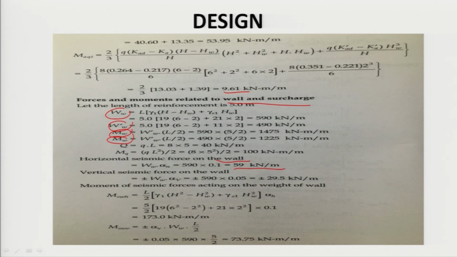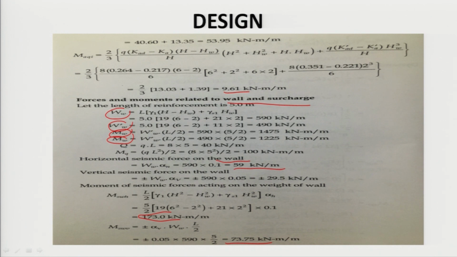Likewise for the vertical seismic forces on the wall, after putting the value of each parameter in the equation, we will get 173.0 kilonewton meter per meter, and the value of MSWV is equal to plus minus alpha V into W, AV L by 2. So finally we will get 73.75 kilonewton meter per meter.